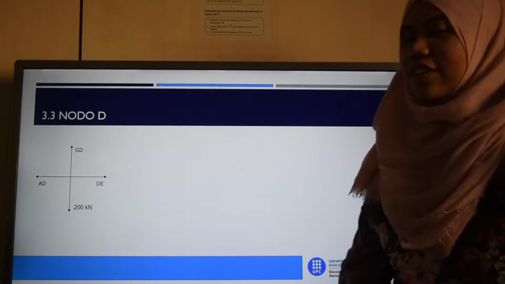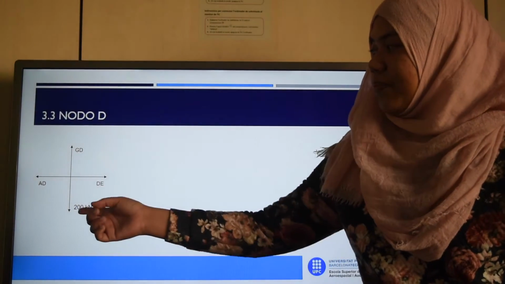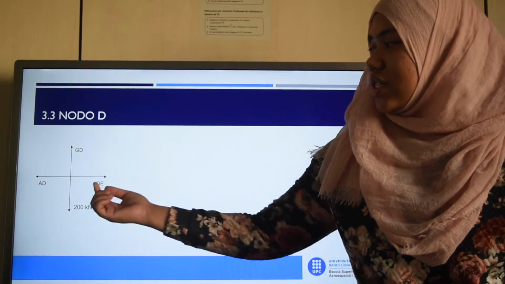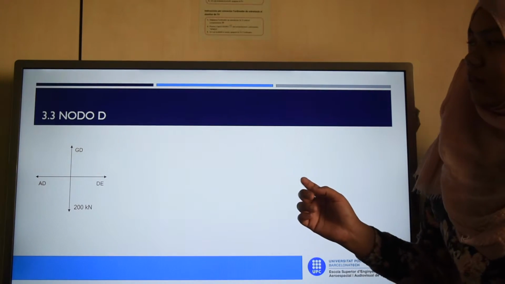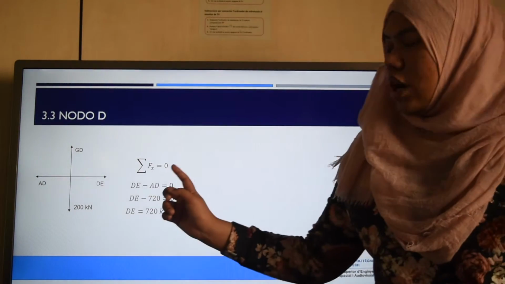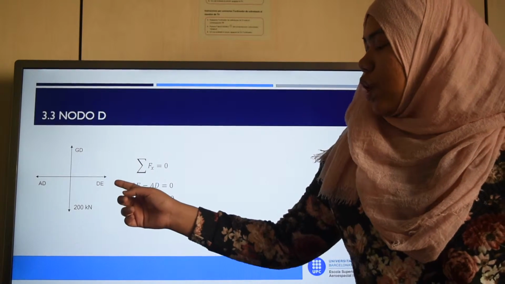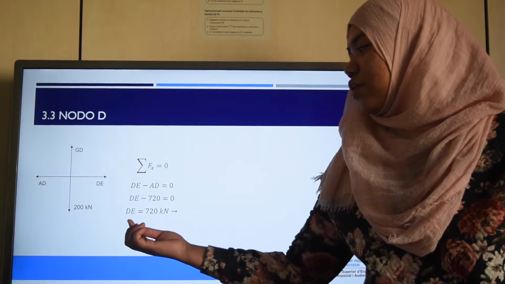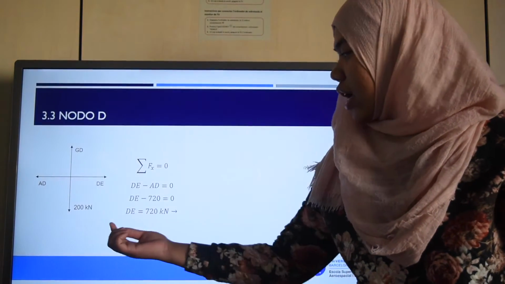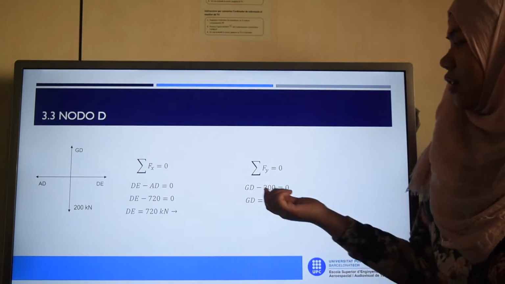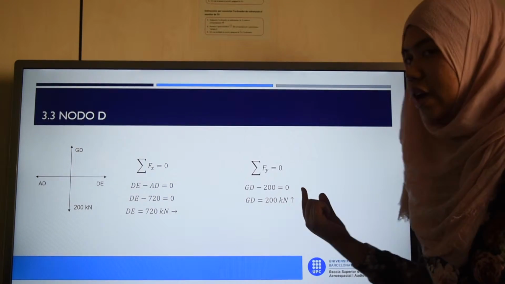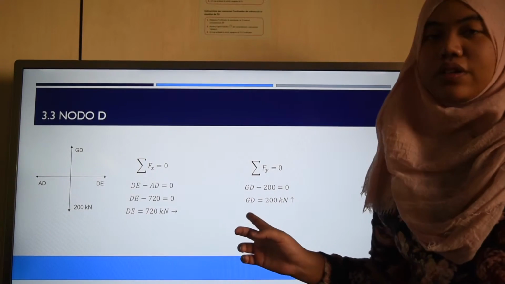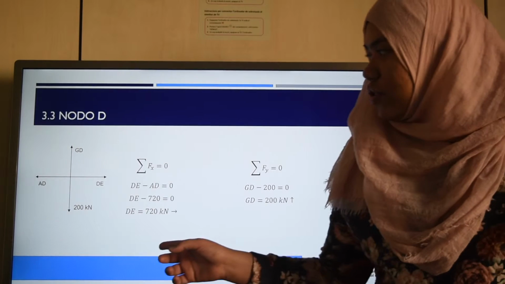Okay, the second node is node D. We are assuming all the forces are outward, which is traction forces. We are using the same method. Finding the summation of forces on the x-axis, we find the value DE, which is 720 kilonewtons in traction. And with the summation on the y-axis, we got the value of GD, which is 200 kilonewtons in traction.